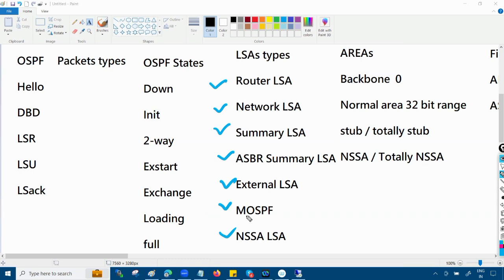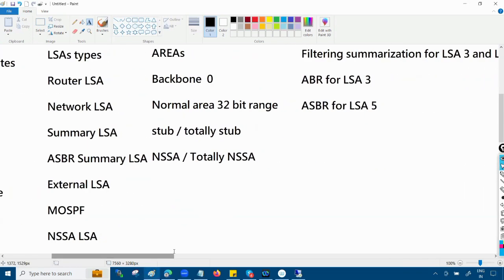You need to find, okay, where the router LSA is coming from, where the network LSA is going, who is advertising the network LSA, who is advertising the summary LSA, who is not advertising the, like, ASBR summary LSA. So these are the kinds of things that you need to follow in OSPF. Now, again, if I come to the area part, in the areas, what happened?